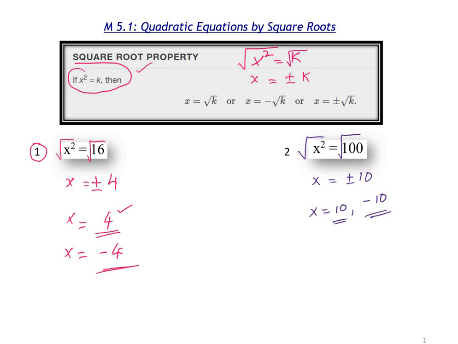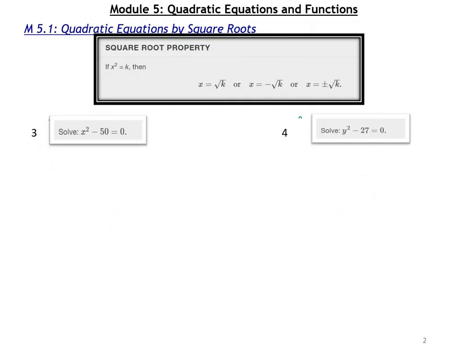So if you put x is equal to 10, it will be 10 square, that is 100. And if it is negative 10 the whole square, that is also equal to 100. So that's the solution. Is it simple? Right? Okay, so let us have another one.